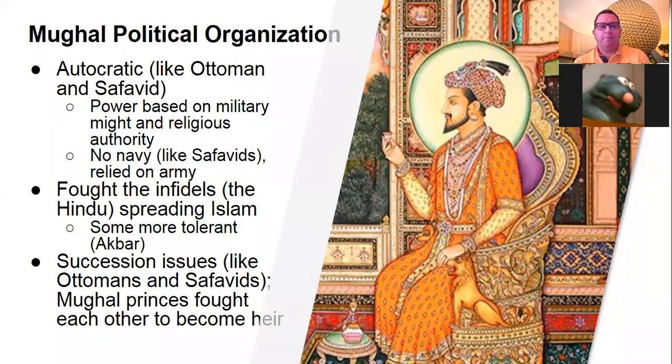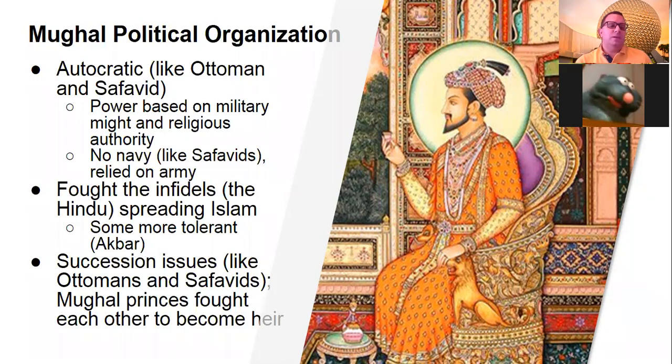Now, how did they set up the empire? Obviously, it's a very autocratic system, which means there's one person who's calling most of the shots. This is no different than the Ottomans or the Safavids. And the power pretty much comes from having a strong military. There is not a navy. Again, this is true of most of the land-based empires. Unlike the others, though, the Mughals spend a lot of time fighting the Hindus, because they believed that they were infidels. They didn't have a great deal of Christians, and there certainly were no Jews within India at the time, and so the fighting was against the Hindus.